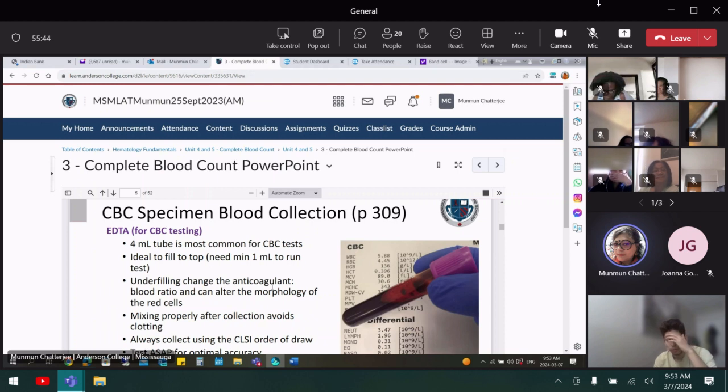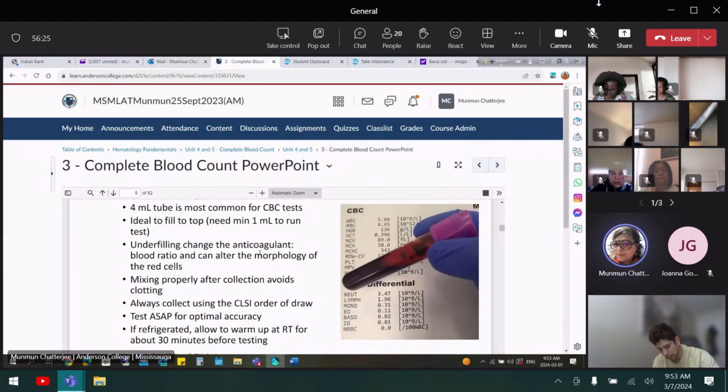So that is why you need to fill it. Up to this volume is fine, but you have to draw a minimum of 1 ml. Always, if you can fill the tube up to the fill mark, it is best. If not, for the CBC, 1 ml is fine to run the test. Actually, you need 1 drop of blood to run the test, but in the autoanalyzer you need 1 ml. In actuality, when you used the hemocytometer, 1 drop of blood was enough.